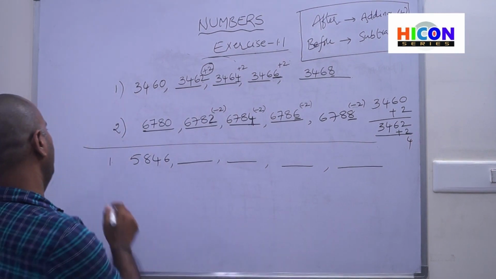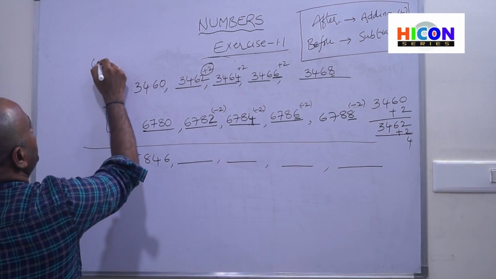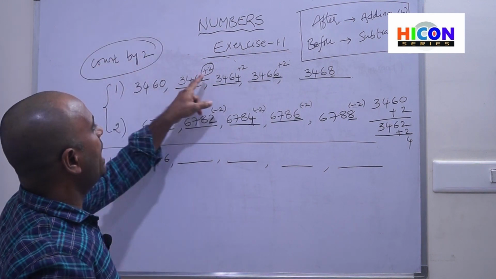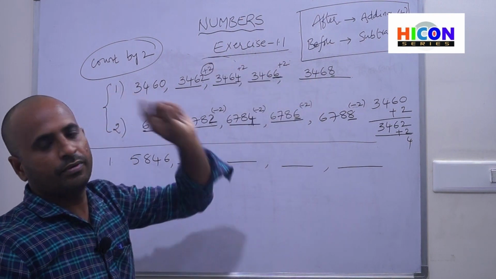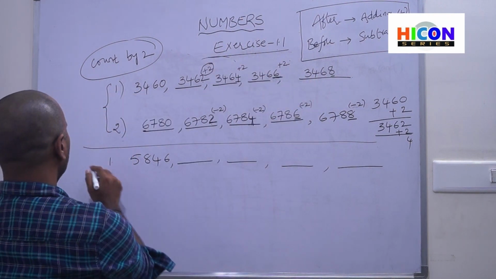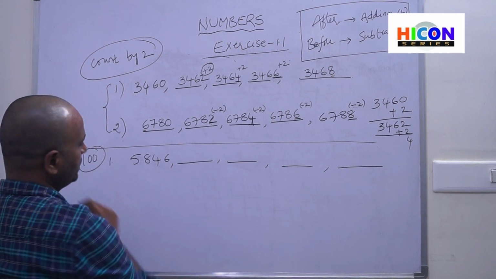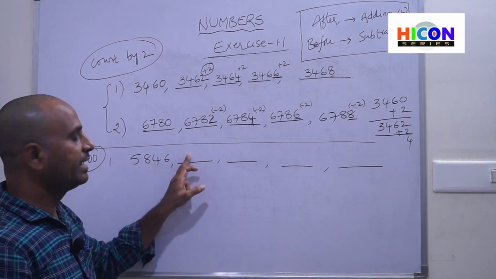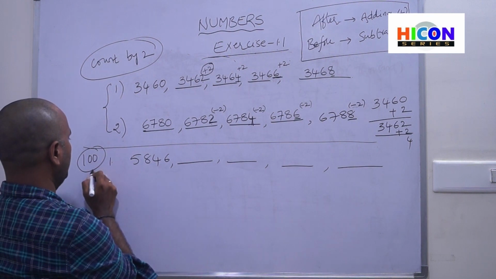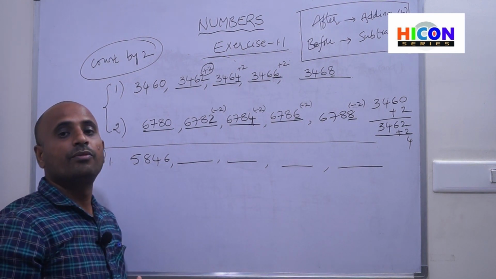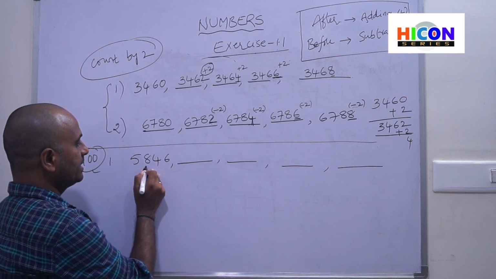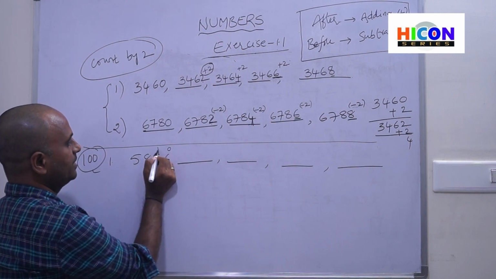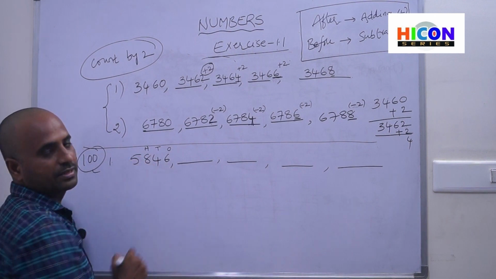Count by 100. In the first problem, it was count by 2, so we added 2 to every ones place. Here, count by 100 means you have to add 100 at the hundreds place to get the after number. That means you have to add 1 to the digit present in the hundreds place. This is the ones place, this is the tens place, this is the hundreds place.